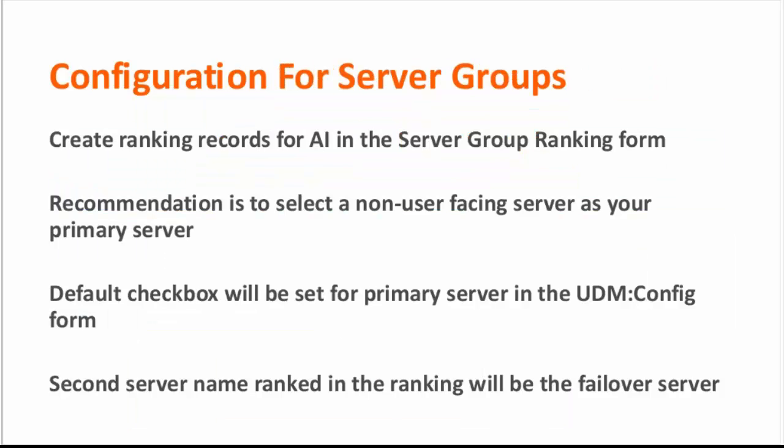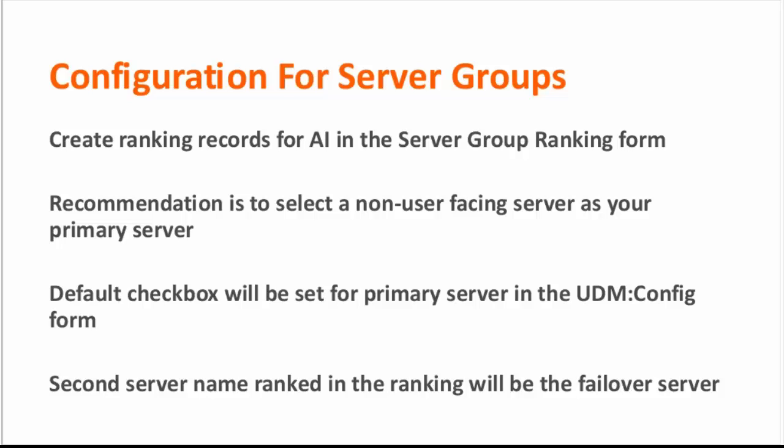Now let's move on to how to configure UDM for a server group environment. The first most important thing is you need to create ranking records for Atrium Integration Engine, also called AI, in the server group ranking form. The recommendation is to select a non-user facing server as your primary server, which could be your admin server or any server in your server group that is not being used as a user facing server. The default checkbox will be set for the primary server in the UDM config form once the server is restarted after the ranking is complete.